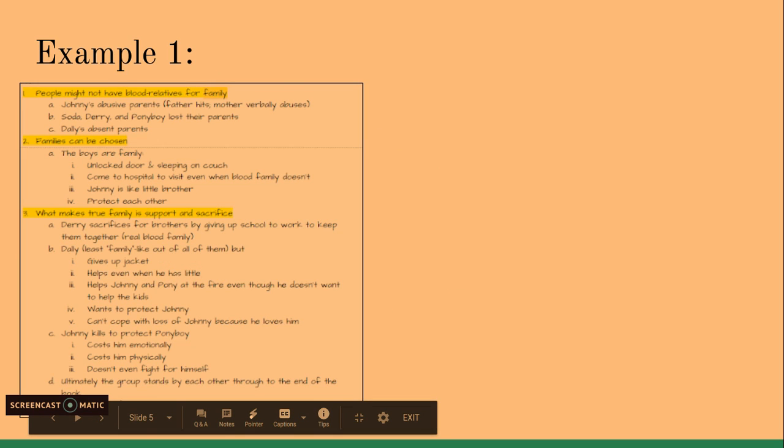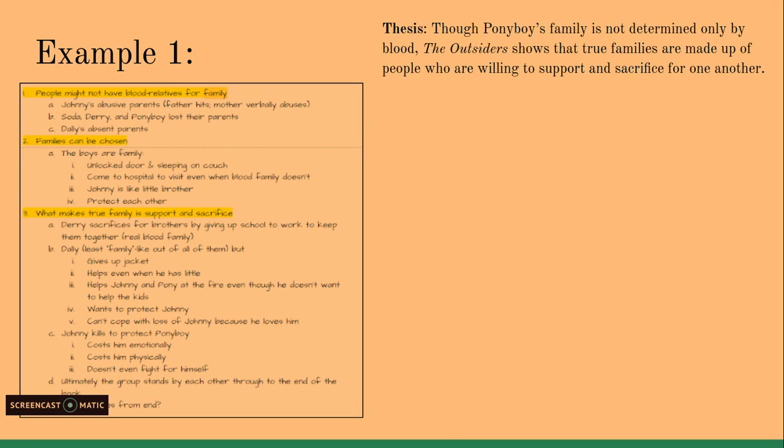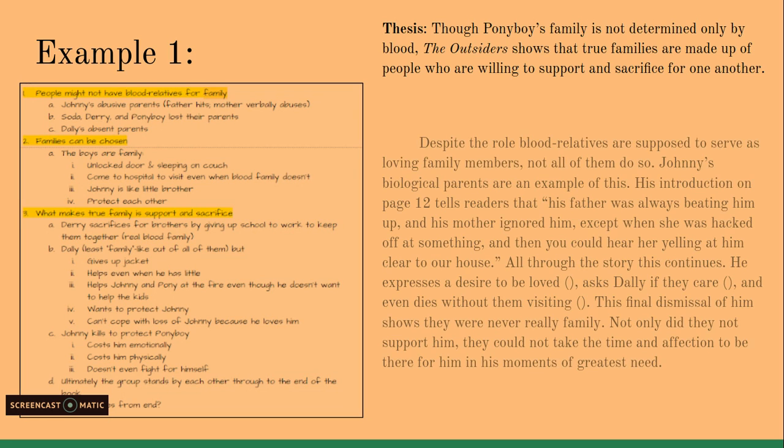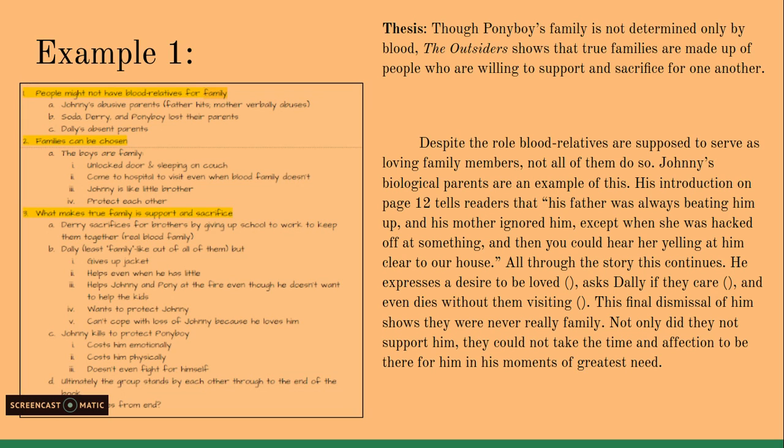So let's look at an example of this. Here's my outline again, and I'm just going to start with my first paragraph. And I have my thesis to guide me. Now, in this thesis, the only part I'm working on is that people might not have blood relatives for family. So here's what my paragraph turned out to be. I want to establish that Johnny's abusive parents are not family. So I start with a topic sentence: Despite the role blood relatives are supposed to serve as loving family members, not all of them do so. Because my point, remember, is that his abusive parents are not really family.